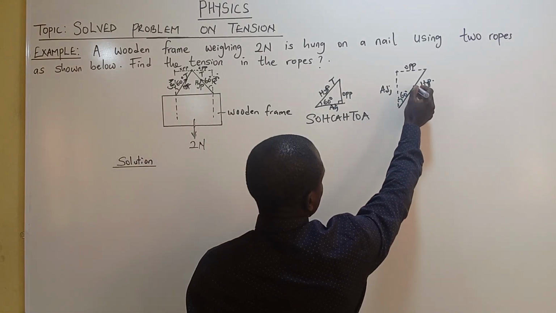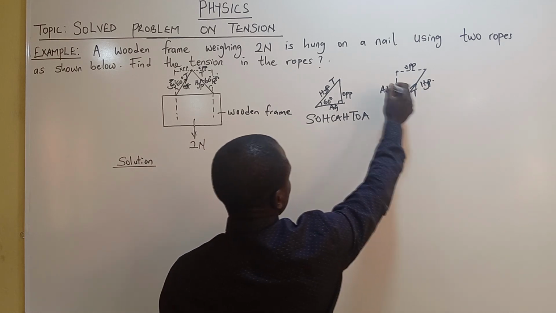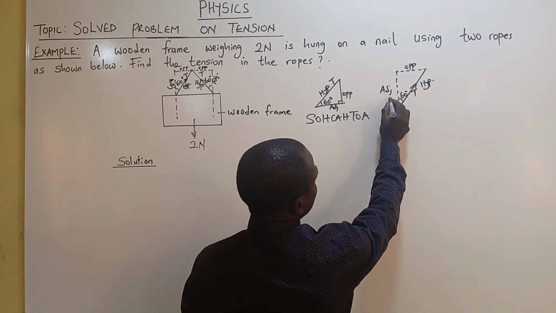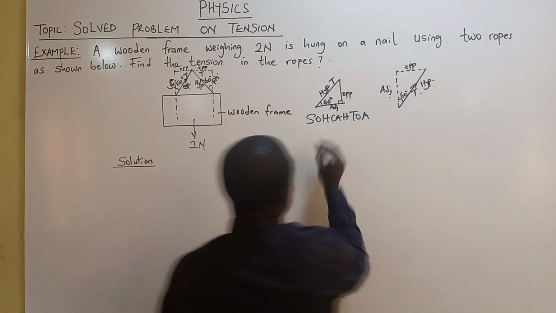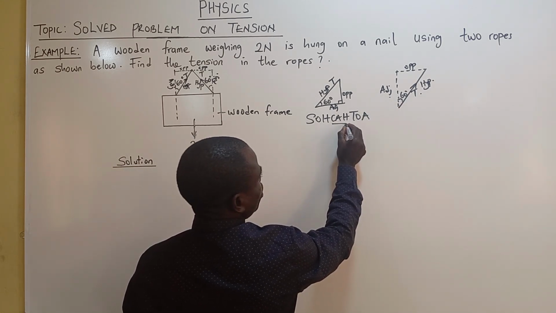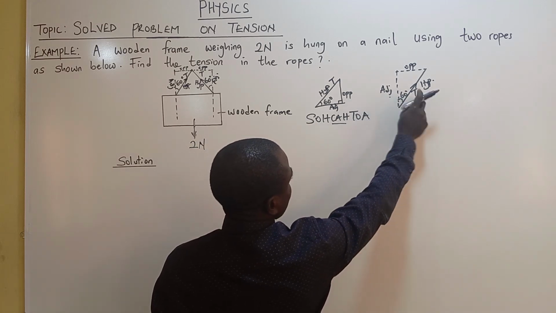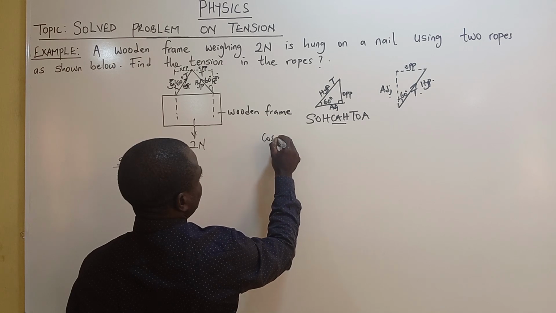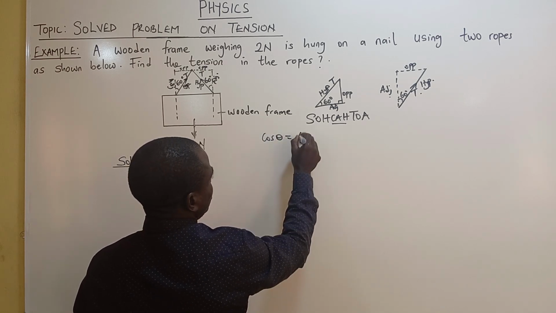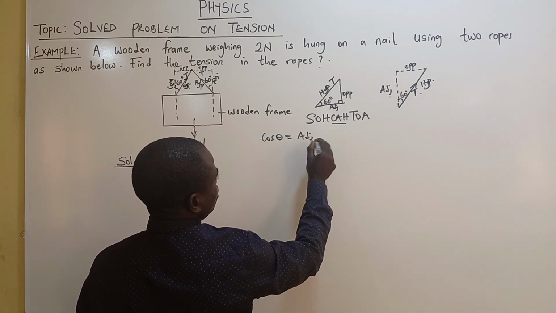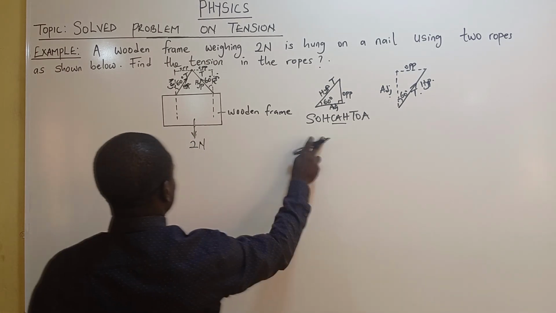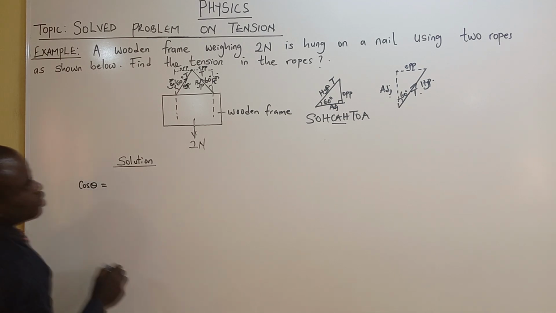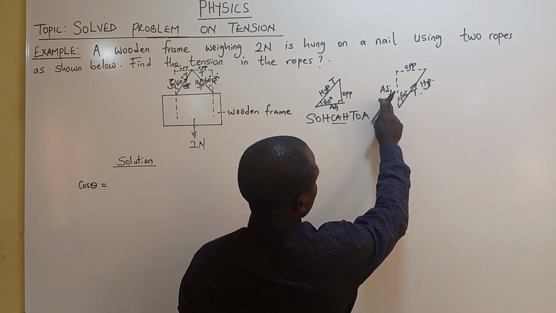So we need to resolve this tension line to the vertical side, which is the adjacent. We are going to use SOHCAHTOA. That means it involves adjacent and hypotenuse, so we use cos. We now have cos theta equals adjacent over hypotenuse. Since I put the solution here, let's continue from here.